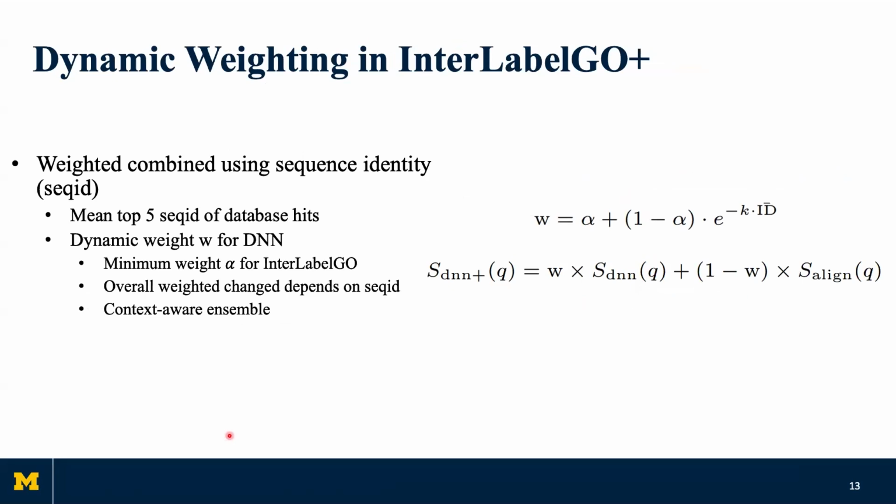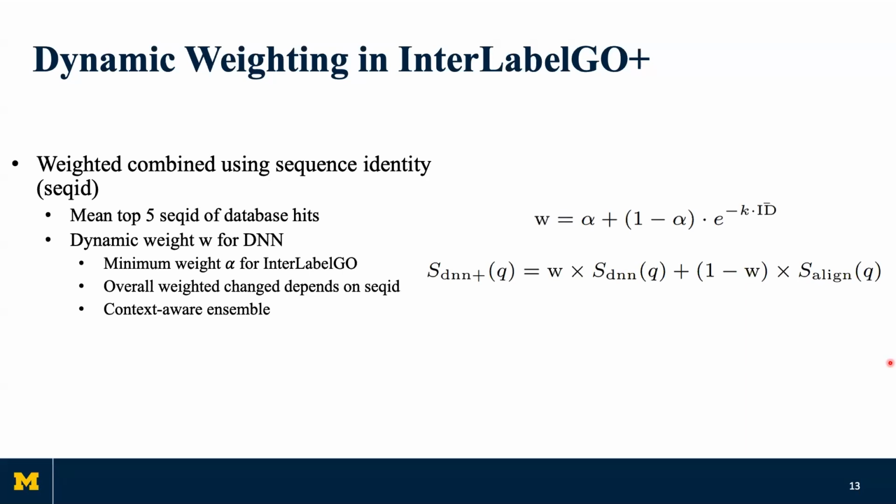To more efficiently incorporate the deep learning and alignment-based components, we use a dynamic weighting scheme based on the sequence identity. This approach allows us to leverage the strengths of both methods in a context-aware manner.